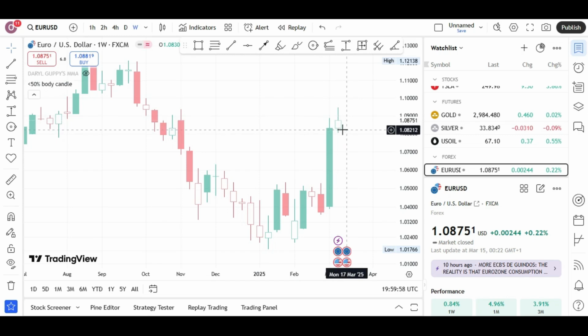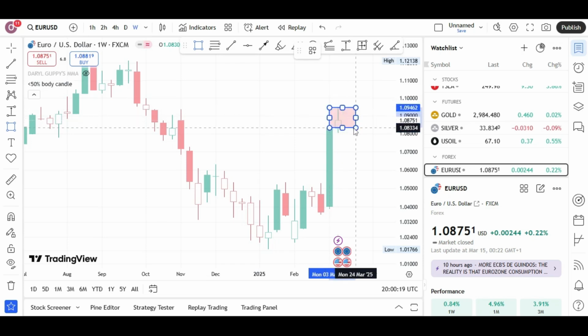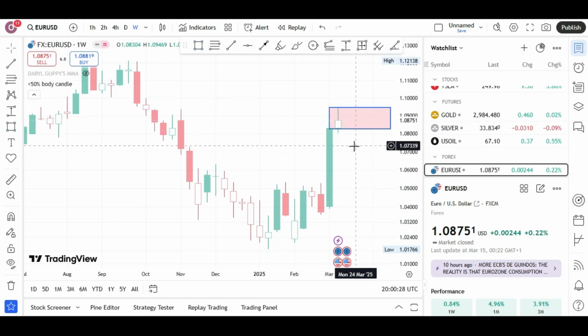But the other way around, if the spike is moving downwards and it meets a support, that zone is called a demand zone. Now, to mark the zone, we pick our rectangle tool and we mark the zone. If you don't know how to mark the zone, just kindly look at what I'm doing. This is how to mark the zone. As you can see, I have marked the zone.